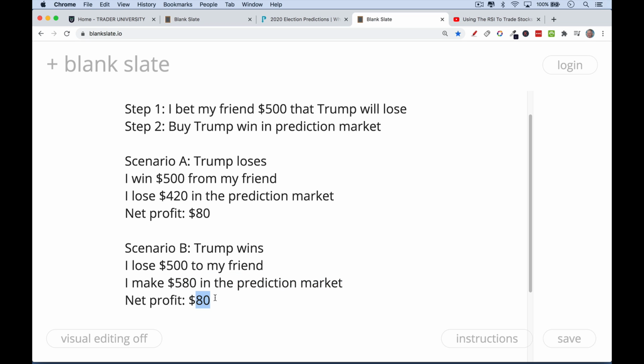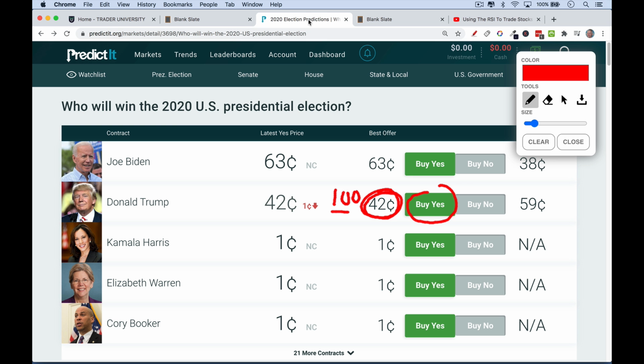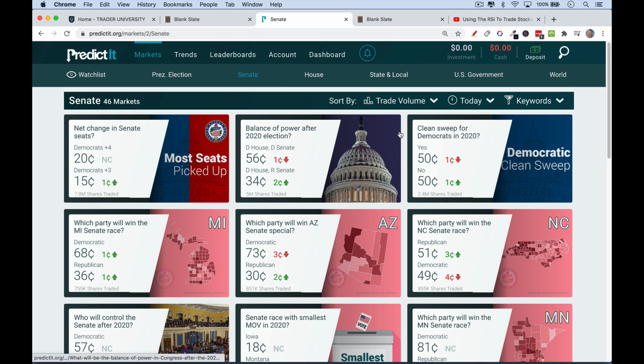So the nice thing about this is a totally free, risk-free arbitrage where you lock in an $80 profit before fees. And you do this whether Trump wins or loses, whether Biden wins or loses. You can look at some of the other races, as I said. If you have strong views, for example, about various Senate races, you can also do that.